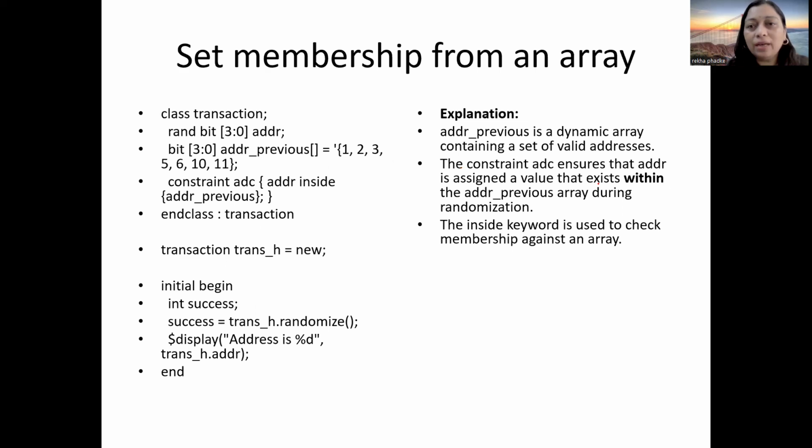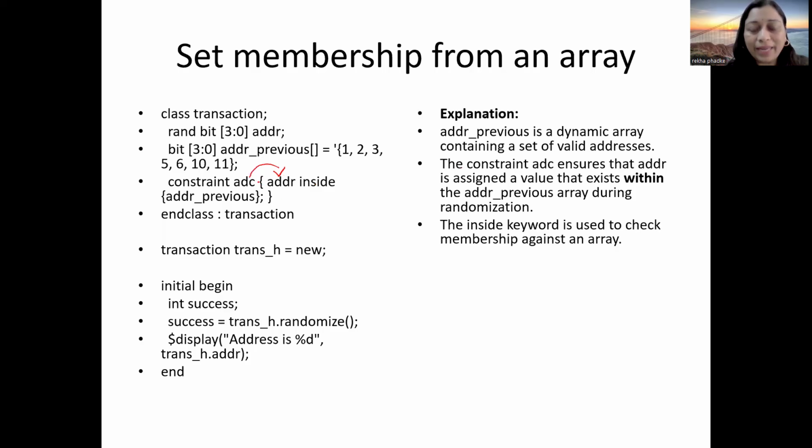You can also take set membership for an array. So I'm taking a 4-bit array. The name of the array is ADDR_previous. And what are the values in that array? 1, 2, 3, 4, 5, 6, 10, 11. Now, when I use constraint ADC, ADC is again the name of the constraint, and it's working on the ADDR variable. Inside is the keyword which you have to use in set membership.